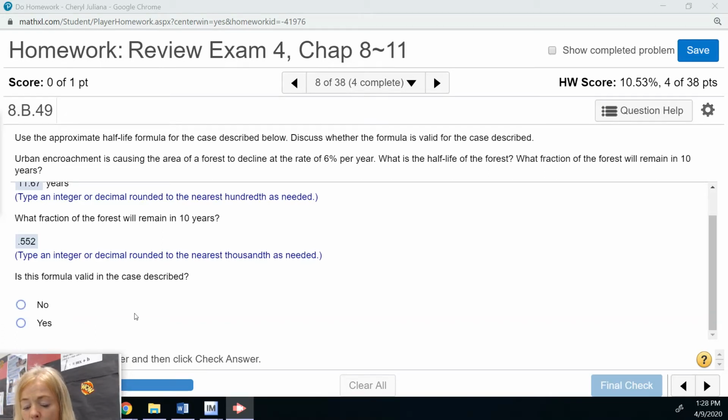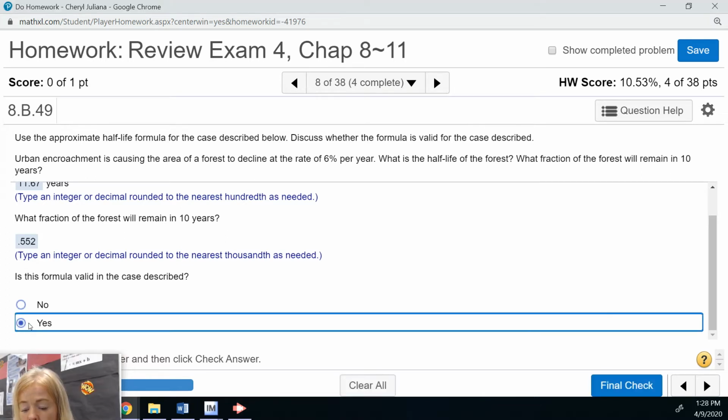We needed to answer one more question from Video 1 that we were talking about. Is this formula valid in the case described? And the answer is yes, because the approximate half-life rule, 70 divided by p, works for any percentage that's under 15%. So this one was 6%, which is under 15%, so it worked.